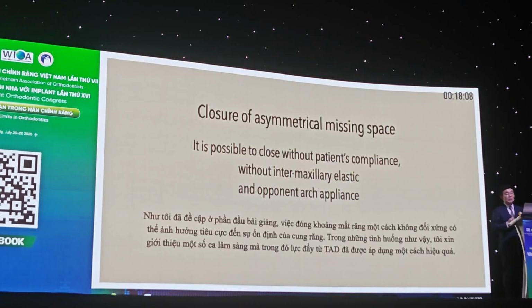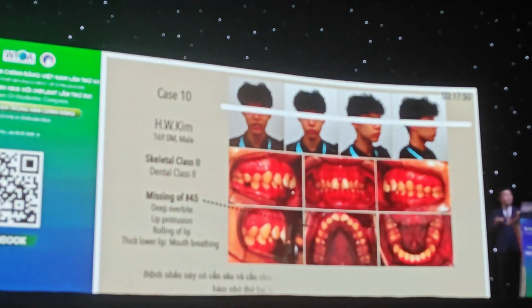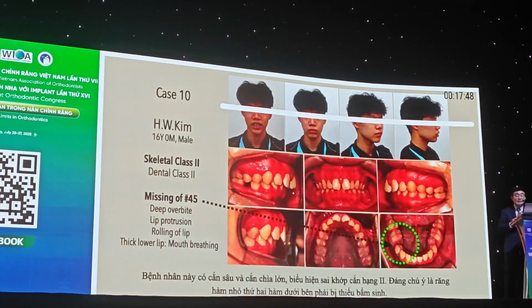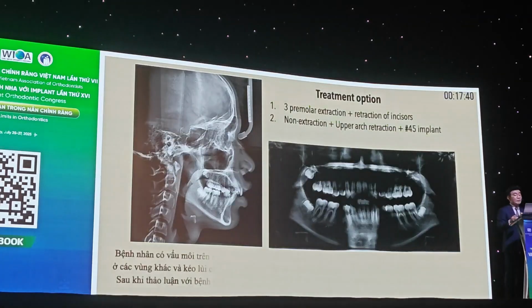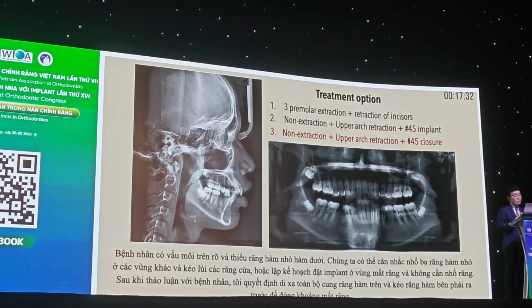As I mentioned at the beginning of the lecture, treatment that crosses space asymmetrically can negatively impact the stability of the dentition. In such scenarios, I'd like to present a case where the TAD-supported pushing force has been applied effectively. This patient presents with deep overbite and overjet, exhibiting class 2 malocclusion. Notably, the mandibular right second premolar was congenitally absent. There is evident protrusion of the upper lip and absence of the mandibular premolar.